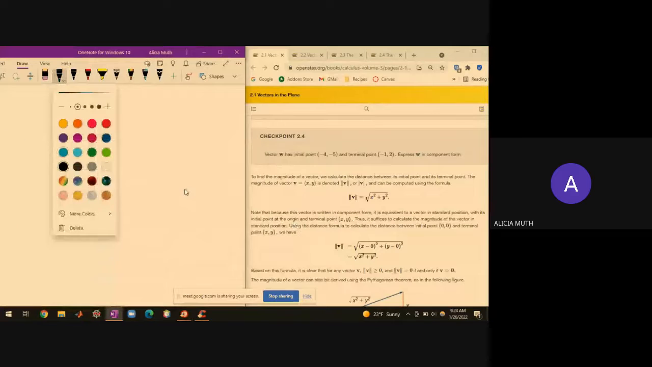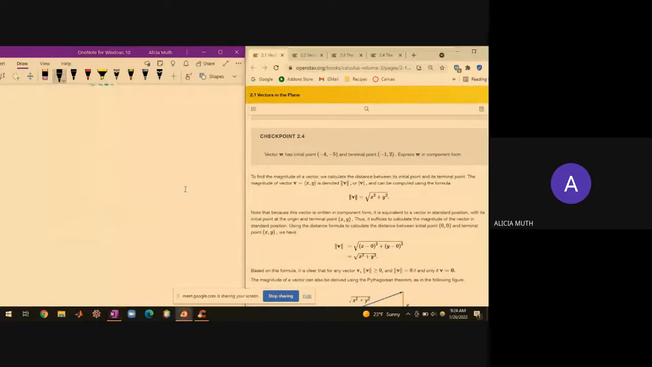Moving on, to find the magnitude of the vector, we want to calculate the distance between the initial point and the terminal point. So the magnitude of the vector, we said before, is denoted with that double absolute value, right?